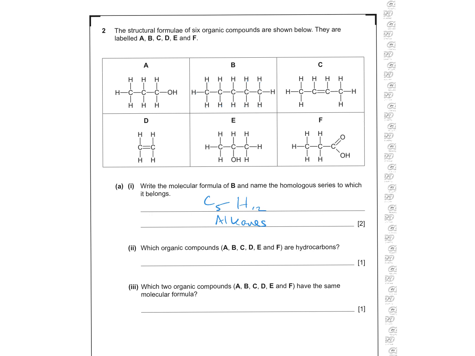Which compounds are hydrocarbons? Well, a hydrocarbon is made up of the two words, hydrogen and carbon, and they only contain hydrogen and carbon. So that rules out A, because it's got oxygen. So B is definitely a hydrocarbon, as is C. It only contains carbon and hydrogen. D, yes. No, not E. There's an oxygen there, and it's not F because, again, there are oxygens.